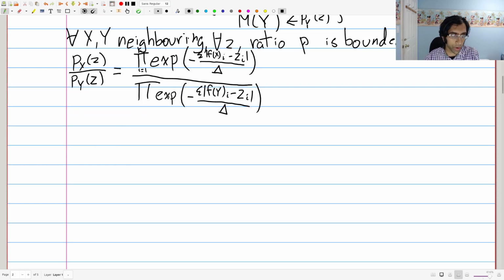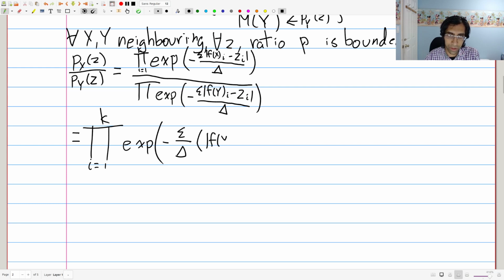Now what we're going to do is group these terms in the following way. We can write this as a big product over i equals 1 to k, and coordinate i will be grouped together, so this becomes e to the negative epsilon over delta times, essentially this minus this because you're moving it to the numerator. So it'll be the absolute value of f(y)_i minus z_i, and then minus the absolute value of f(x)_i minus z_i. Yeah, so this is just grouping the terms together.